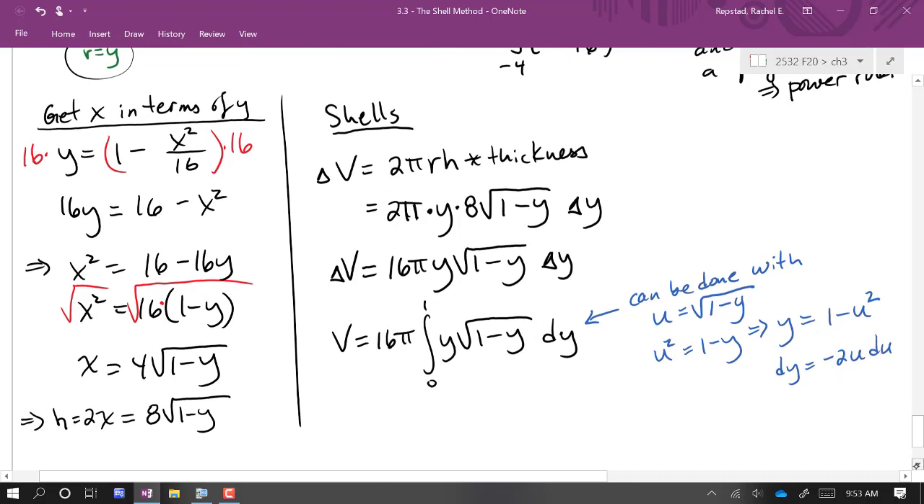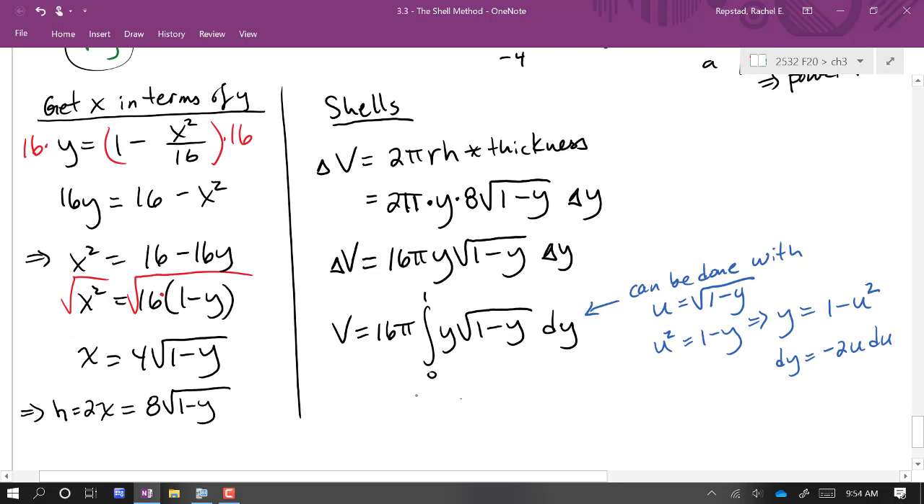And you could make that substitution, right? It would end up looking like the integral of 1 minus u squared times u times negative 2u du. And then you could integrate that, right? And you'd have to find your u limits here. So it's possible to do, but you could see that it gives you maybe a slightly more cumbersome integral to do. That's not uncommon, right? That when you're trying to find the volume of a solid of revolution, one technique will lead to maybe a simpler integral than another one.